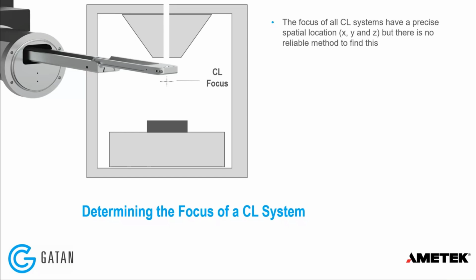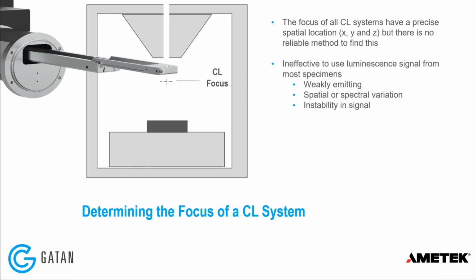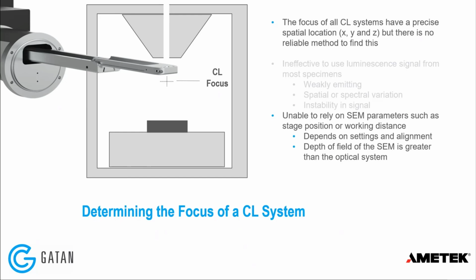So the focus of a CL system has a precise spatial location in X, Y, and Z, but there's no reliable method to find this. So it's actually pretty ineffective to use the luminescent signal from most specimens. They're either weakly emitting, you're trying to push the conditions to really improve the quality of the spatial resolution or minimize beam damage or something like that, or they have large spatial or spectral variations which make interpreting the information that you see difficult, or it changes with time. And the electron beam exposure changes the signal in a number of cases, particularly with prolonged exposure.